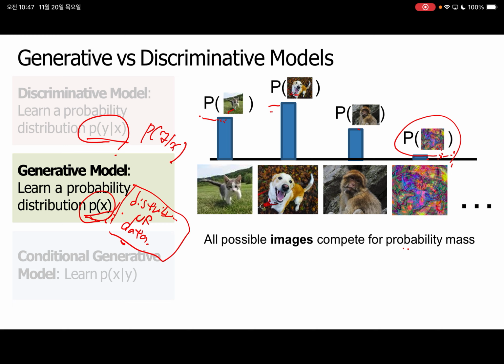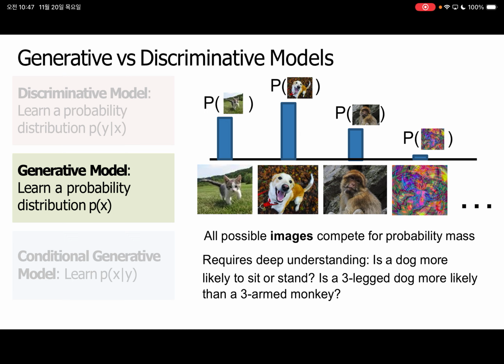But these images are realistic. We often can see this kind of image, while this image we cannot see. We cannot see this image, right? So that is the difference. What a discriminative model is interested in is the label distribution, while what a generative model is interested in is the data distribution. That is the difference.